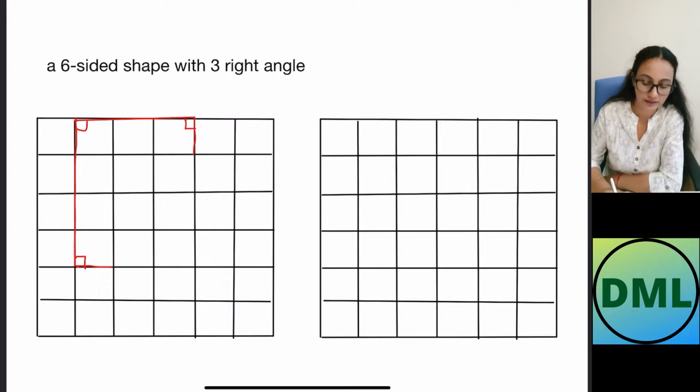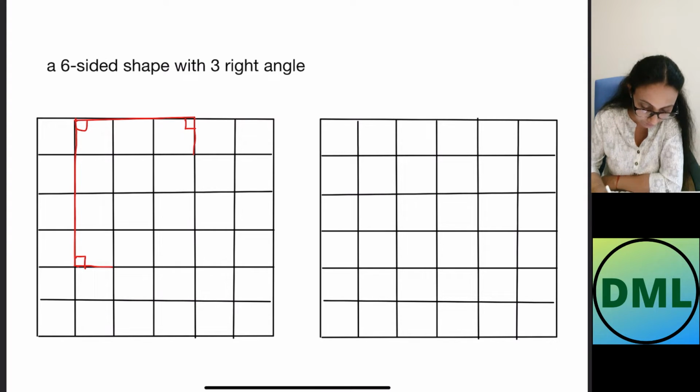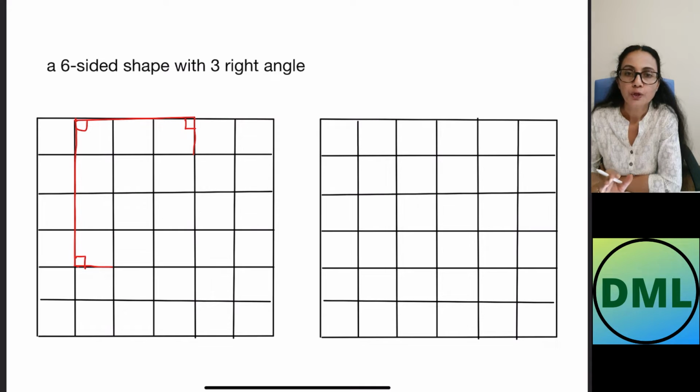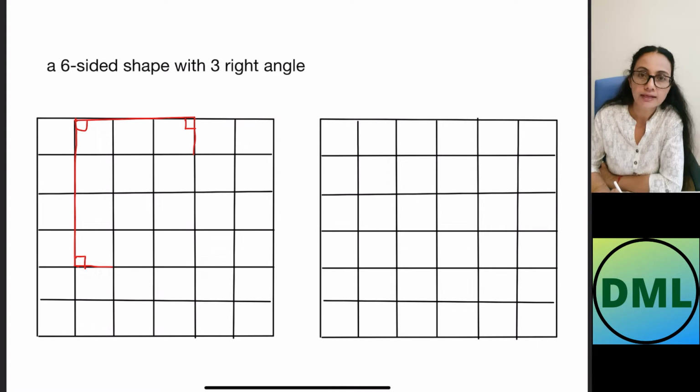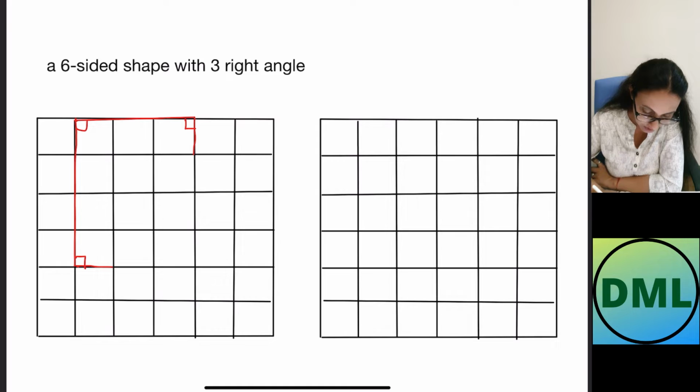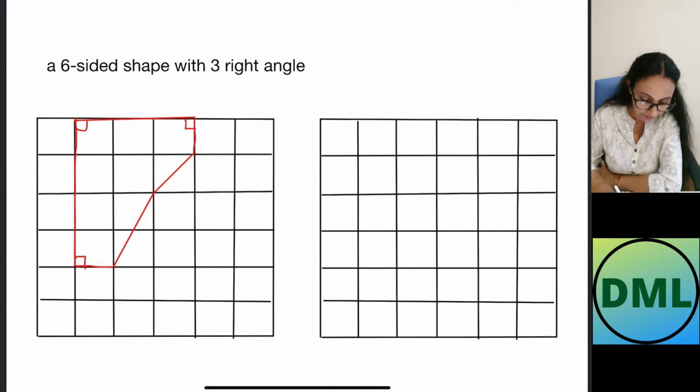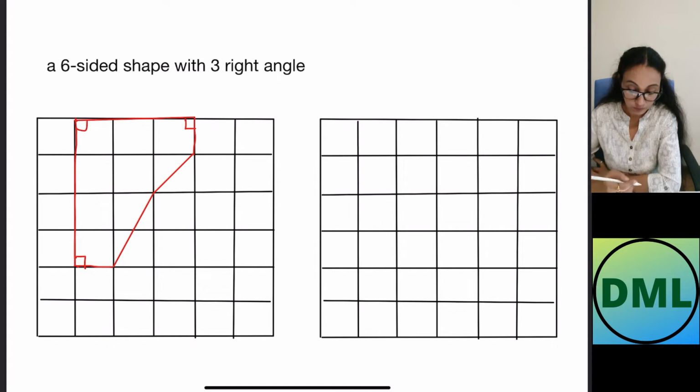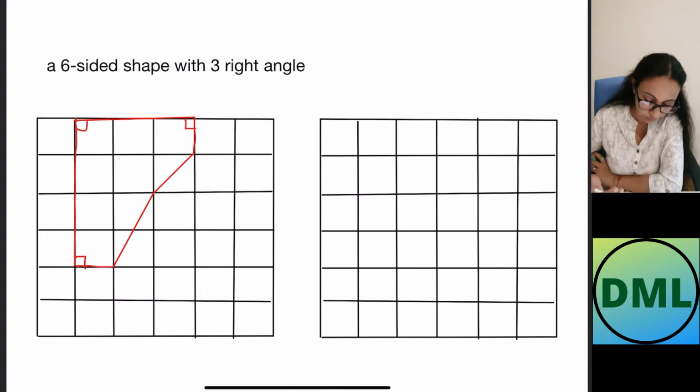How many sides have I already drawn? Let's calculate that. 1, 2, 3 and 4 sides. I need to draw 2 more sides to make it a 6-sided shape. Let's join that. How do I join that? Let's join this one and then this one. Now I have 1, 2, 3, 4, 5, 6 sides and I have 3 right angles. There are other ways also to draw the figure. Let's draw one more shape.